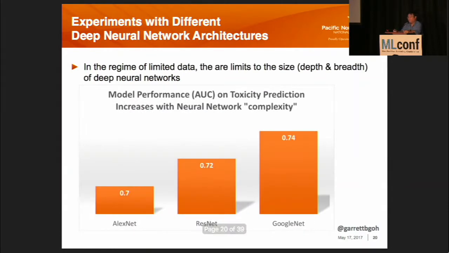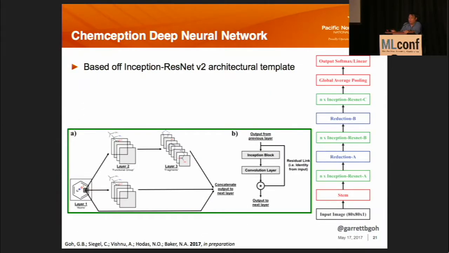And based on our preliminary results, when we try to compute the predictions for toxicity, and this is AUC score, so higher is better, we found that as you increase the neural network complexity in the design, the results actually go up. And there was a certain limitation that we experienced with respect to the width or the depth of the network because the size of our data sets is really that small. So what happens eventually is that we decided to settle on an architecture. The final Chemception architecture is based off Google's work of Inception ResNet v2.